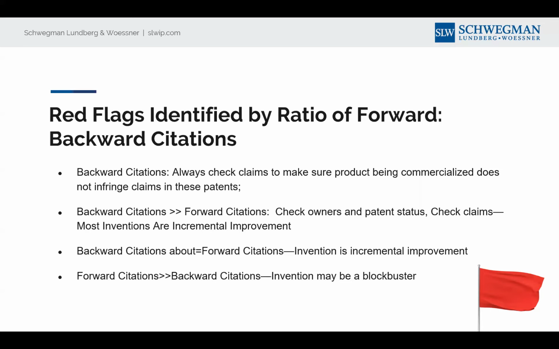I guess one other question is whether there's any way of quantifying these ratios of backward to forward citations in order to determine significance of an invention. I don't know what that would be. I don't have an actual numerical range for determining what would be a blockbuster or something like that. It's kind of touchy-feely. Next slide.